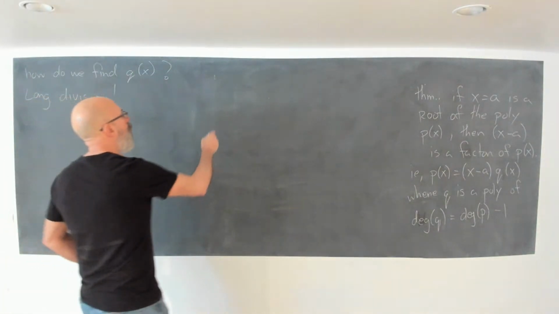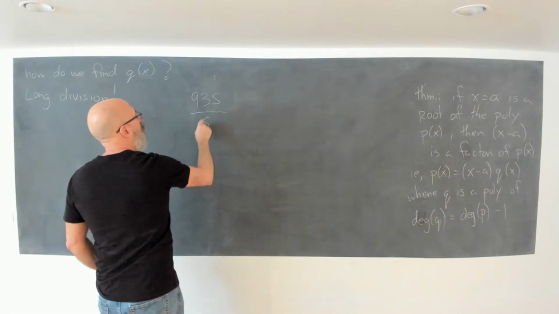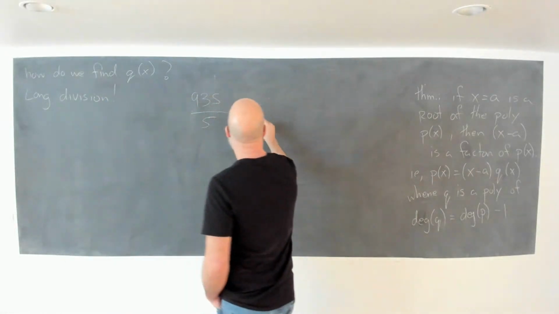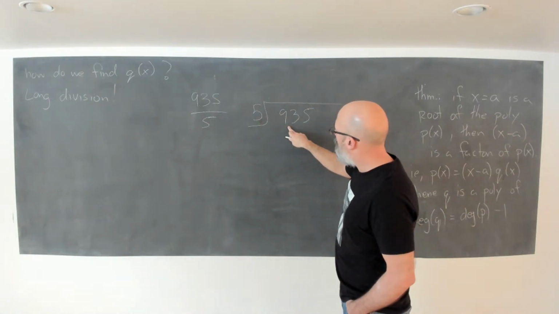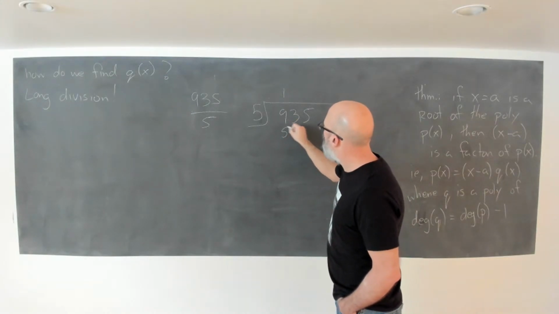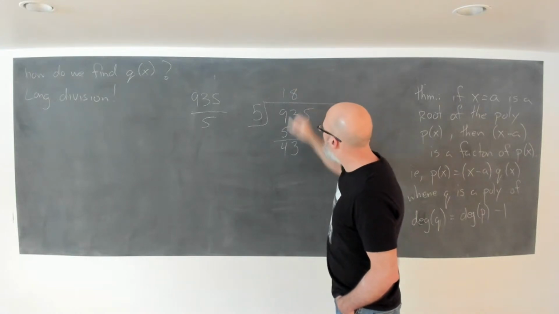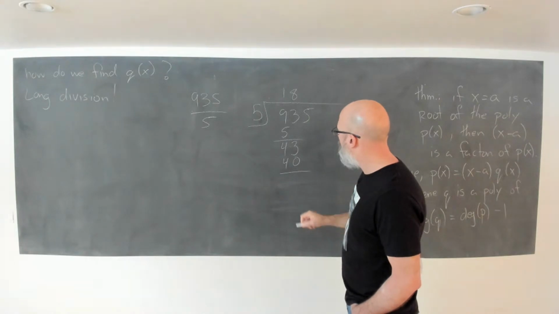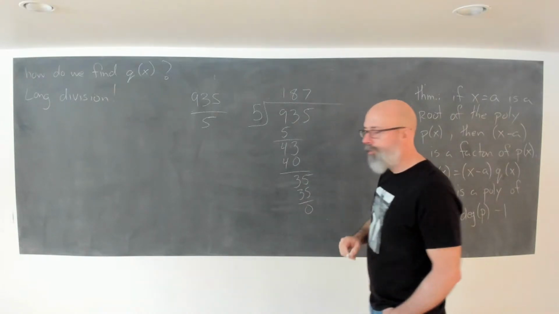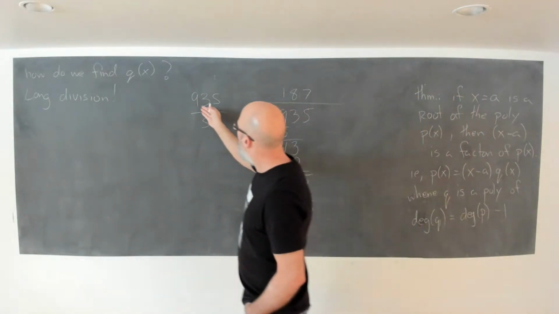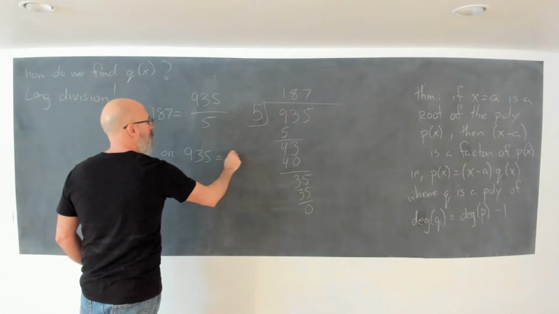If you take a number, 935, and you want to divide by 5, you ask the question, how many times does 5 go into 9? Well, it goes in once. And then you subtract. 9 minus 5 is 4. Bring down the 3. How many times does 5 go into 43? It goes in 8 times. You get a 40 and you subtract. 43 minus 40 is 3. Bring down the 5. How many times does 5 go into 35? That is 7. And you are left with a remainder of 0 as expected. In other words, 935 over 5 is 187. Or 935 is 5 times 187.